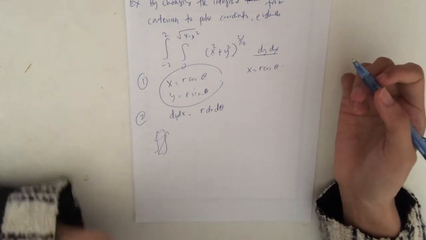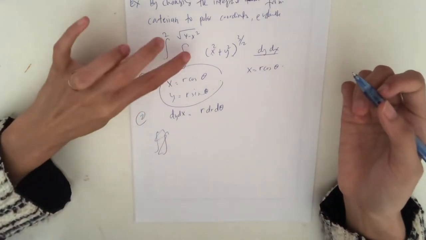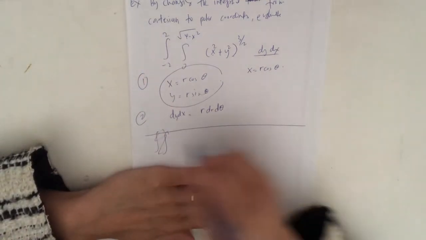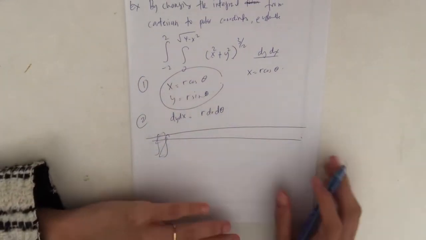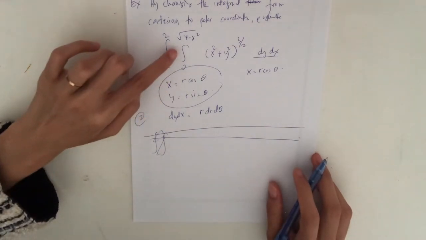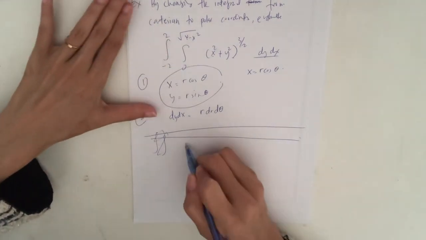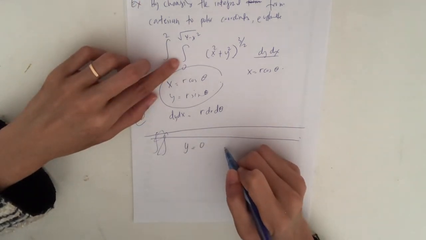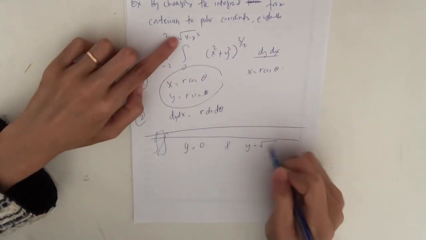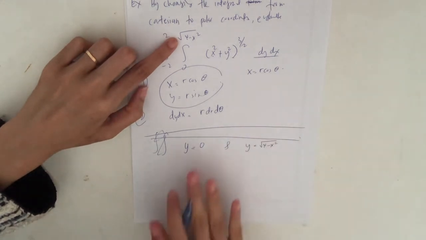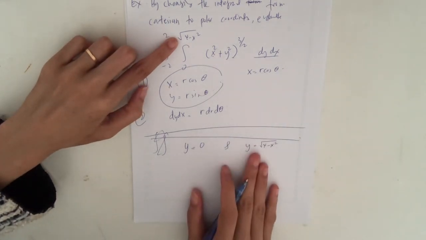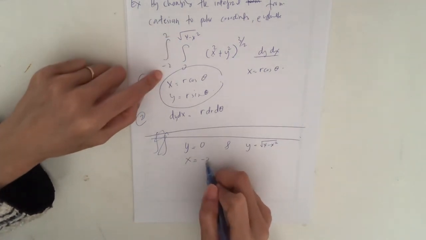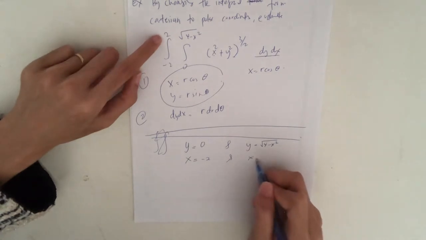So we want to change the limit first. Okay, I will do it for limit first. So from this statement or from this equation, what is your limit? Your limit is y equal to 0, and y equal to square root of 4 minus x square. So this is your limit. And your x limit is negative 2 and 2.